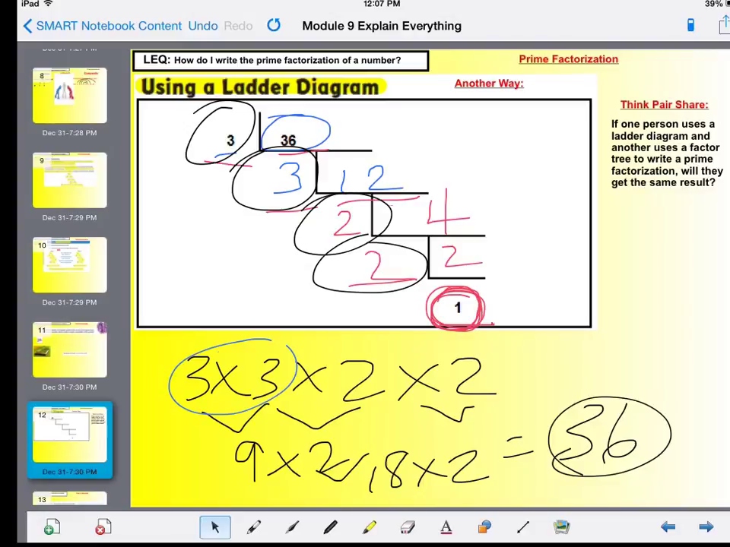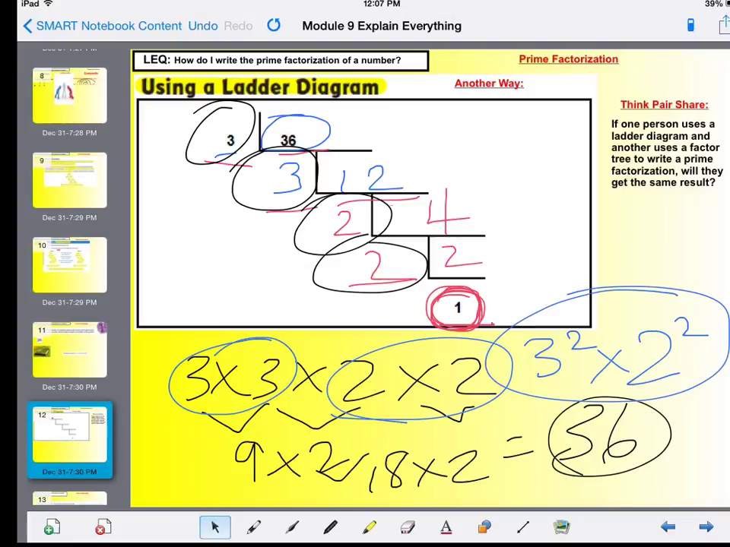So 3 times 3 is the same as 3 squared, and 2 times 2 is the same as 2 squared. So our final answer is 3 squared times 2 squared is the prime factorization for 36.